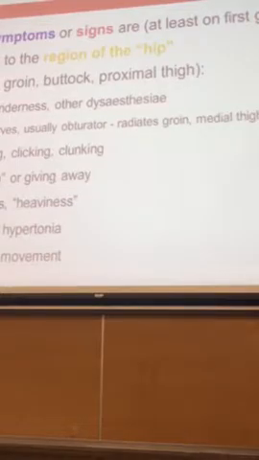Now, if it's more on the superolateral part of the joint, the pain will radiate down the outside of the thigh along the femoral nerve distribution, and if it's posterior, it will go sciatic. But those are a minority. So a majority of hip joint pain is felt along the adductor or obturator nerve distribution.